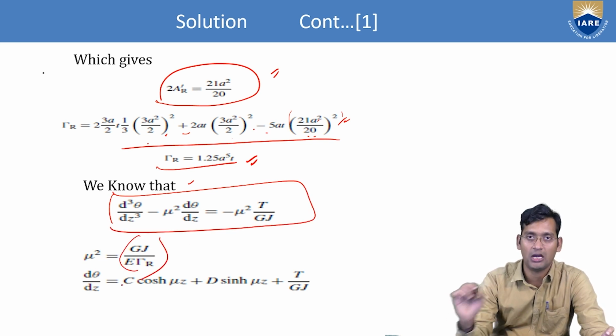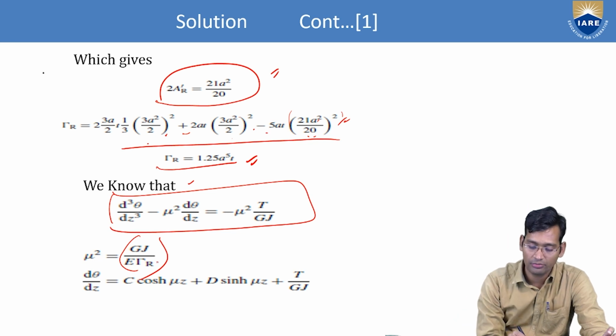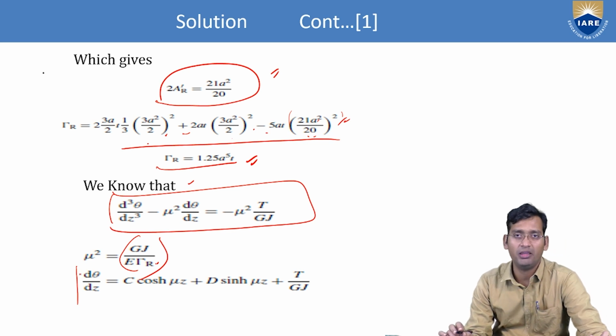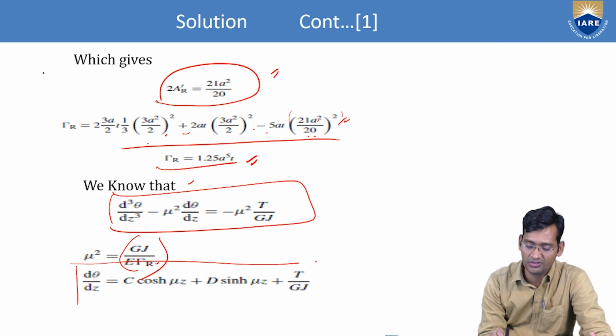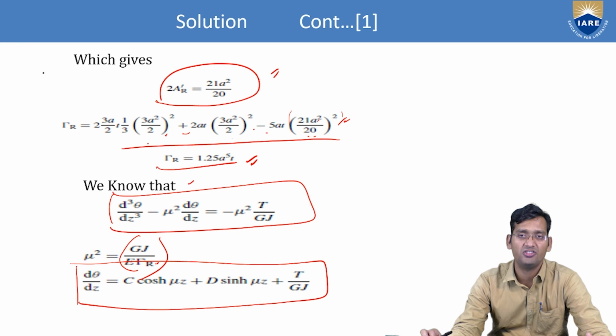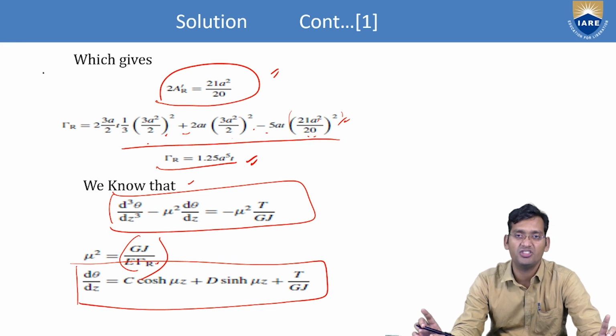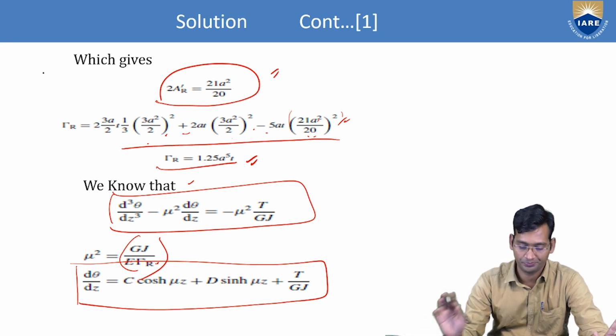Good, by e tau r. Now we have e tau, the tau r we found, right? So we can replace that one instead of mu square. So first is here. Okay, and this we know from d theta by dz. So d theta by dz is what? C cos mu h plus d sin mu h plus t by gj.